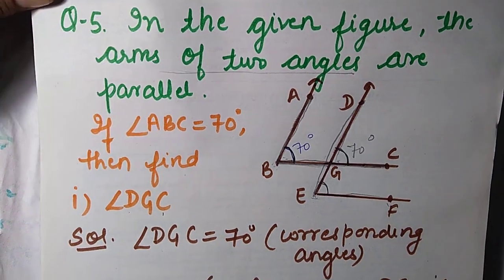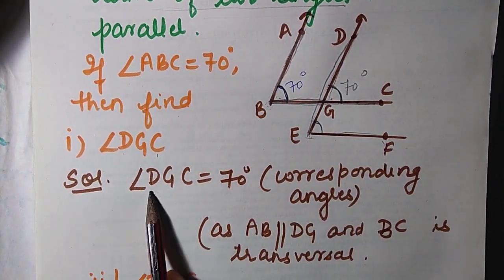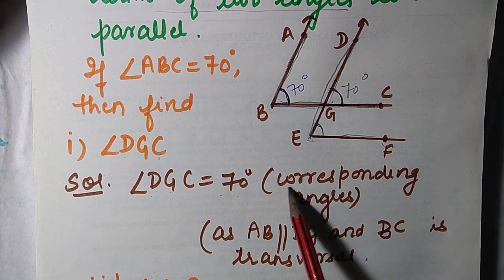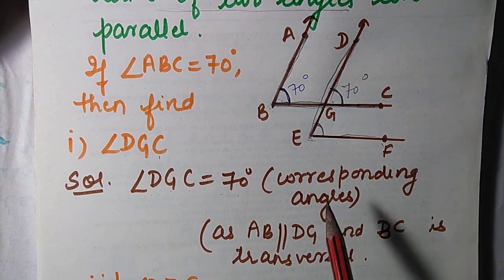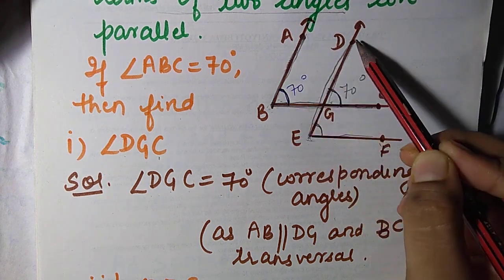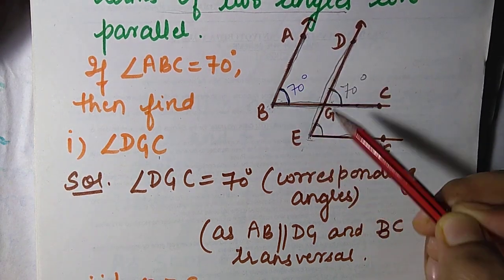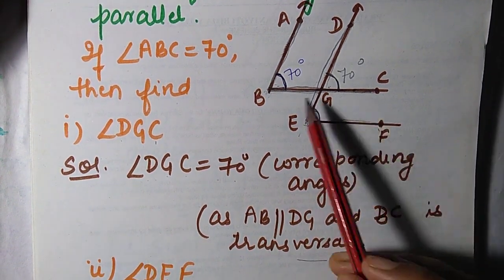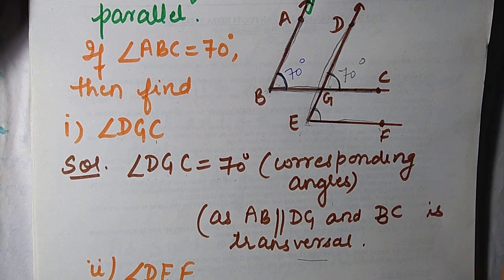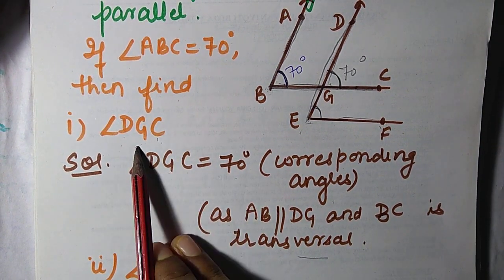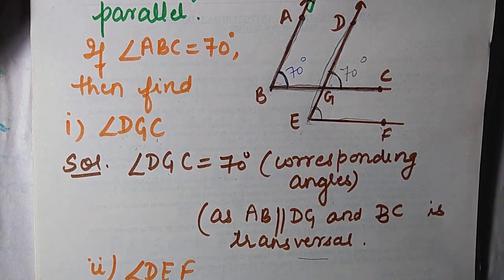So how will you write the solution? Angle DGC is equal to 70 degrees. Why? Because of corresponding angles. In this diagram, AB is parallel to DG and BC is acting as a transversal. Whenever the lines are parallel, corresponding angles are equal. That's why the value of angle DGC is 70 degrees.